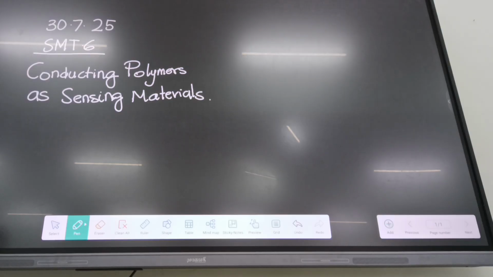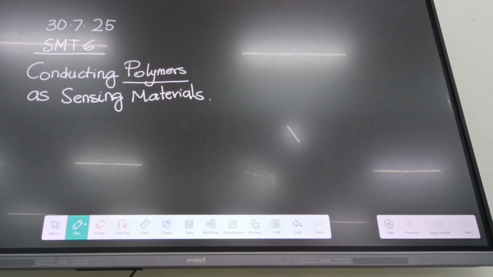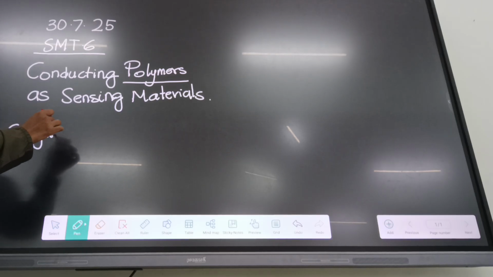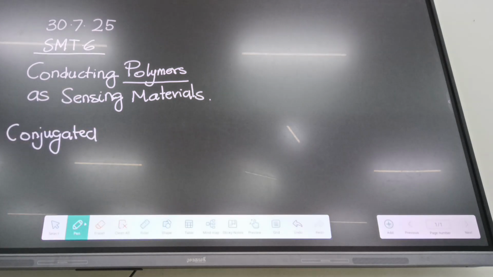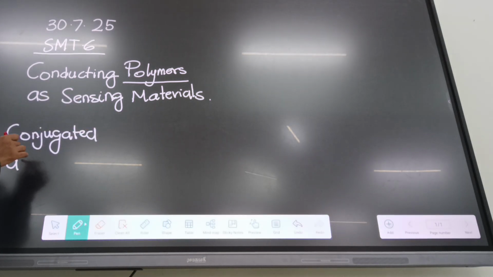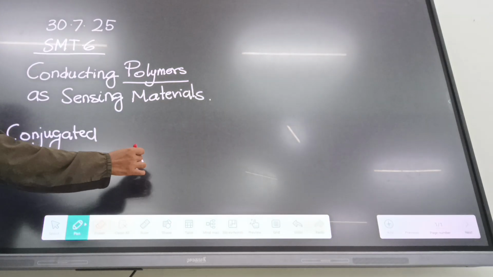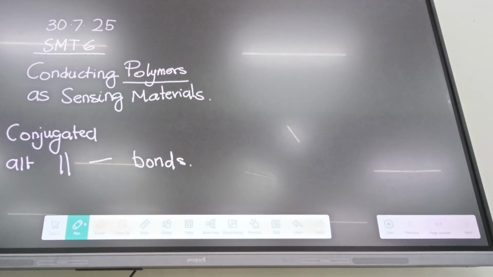Conducting polymers as sensitivity. Now polymers, as you know, are basically hydrocarbons. So there are some polymers which are called conjugated polymers. Conjugated means they have alternate double and single bonds. Okay, so they are conjugated polymers.